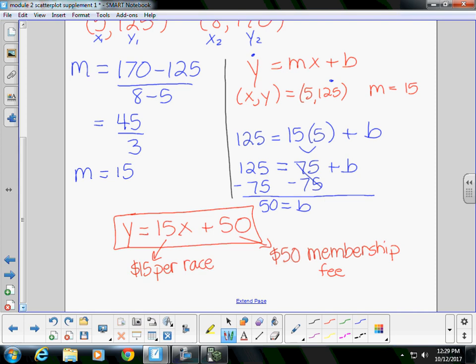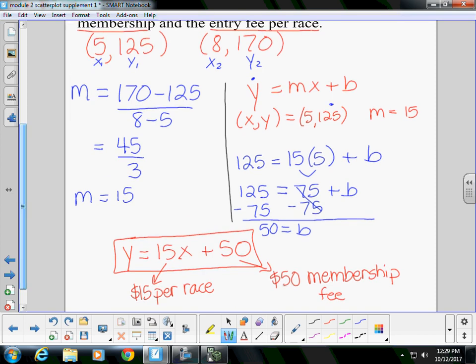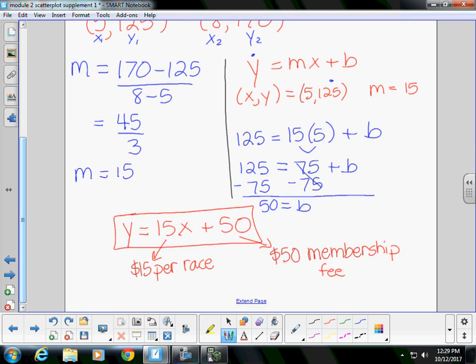So for example, if I wanted to verify the 5 and 125, if I did 15 times 5 plus 50, that should come out to 125. Or if I wanted to verify the 170, I should be able to do 15 times 8 plus 50, and that should come out to 170. Okay, so that's all of our answers right there.